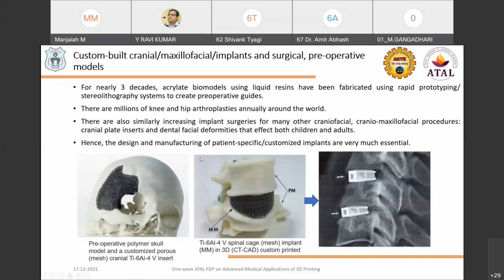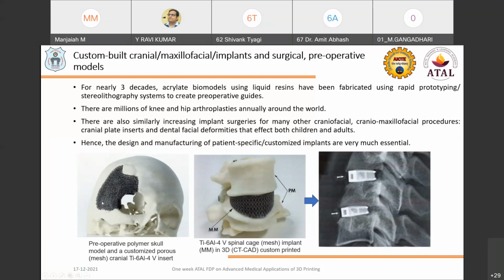There are many millions of knee and hip implant arthroplasties annually around the world, and the requirement is growing every year. Implant surgery is similarly increasing for many other craniofacial and craniomaxillofacial procedures. Cranial plates, inserts, dental facial implants, or facial deformities affect both children and adults. Hence, the design and manufacturing of patient-specific customized implants are very much essential in medical applications.